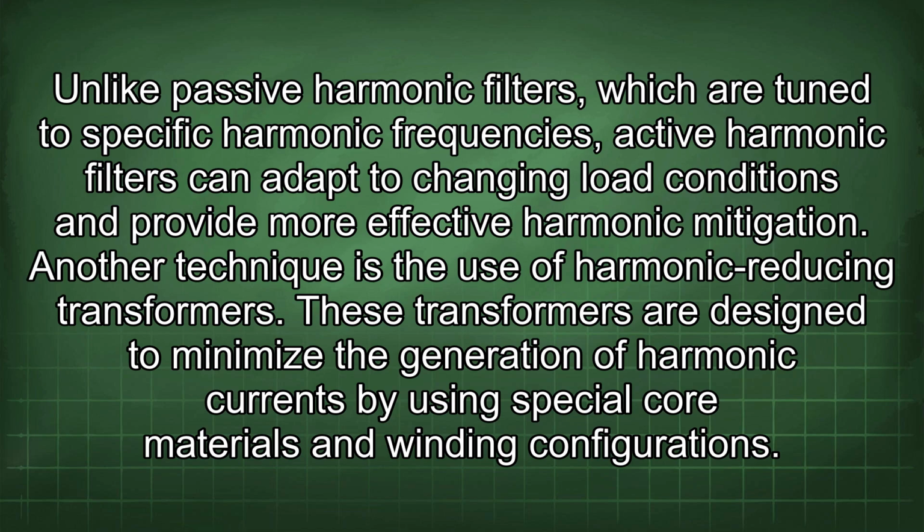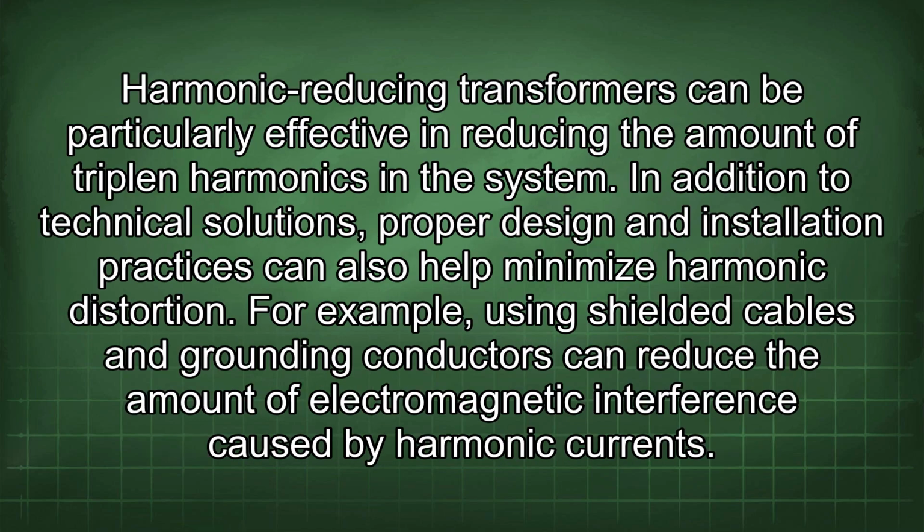Another technique is the use of harmonic reducing transformers. These transformers are designed to minimize the generation of harmonic currents by using special core materials and winding configurations. Harmonic reducing transformers can be particularly effective in reducing the amount of tripling harmonics in the system.